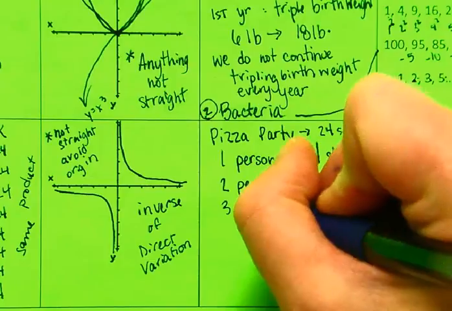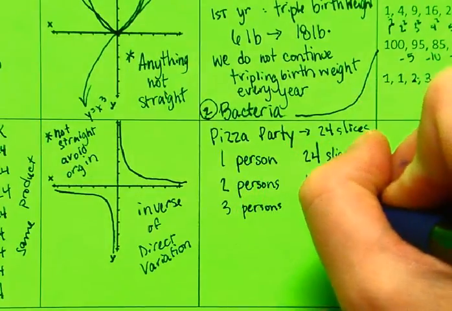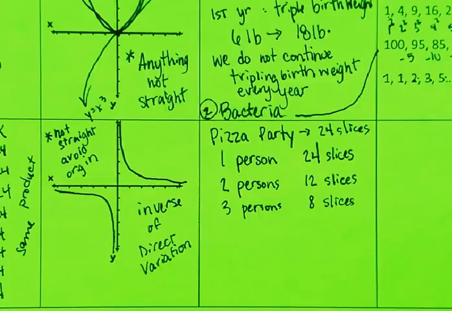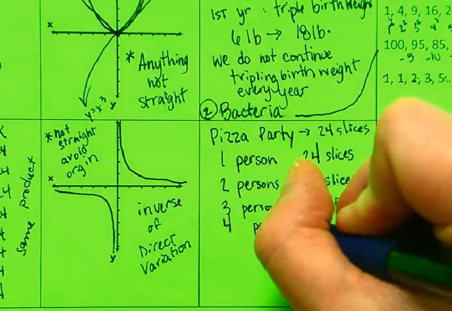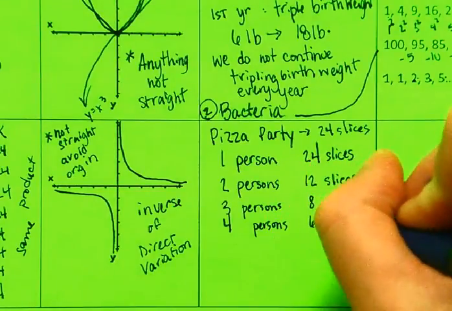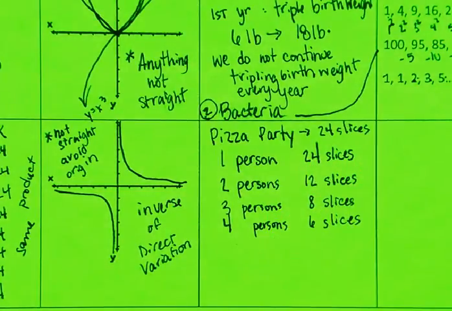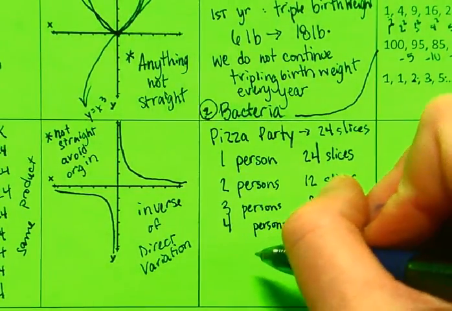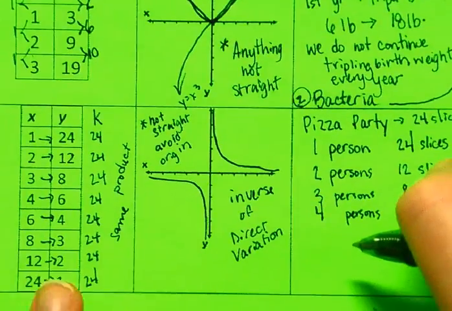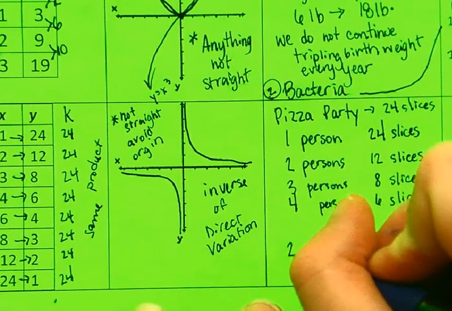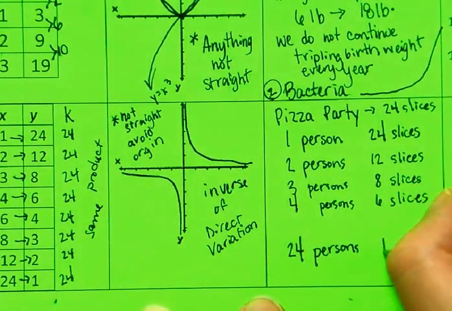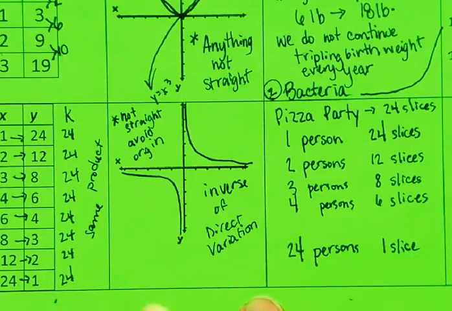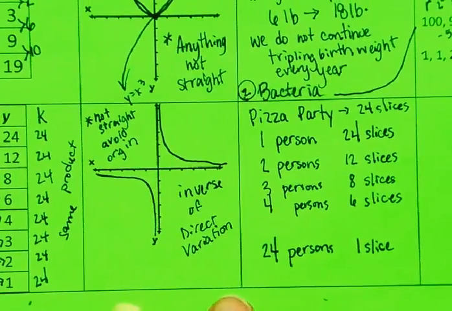3 people are going to get 8 slices of pizza each. 4 people will get 6 slices each. So I could go on down through here with all of the factors of 24. And if we have everybody show up from his math class, then everybody's only going to get one slice of pizza each. Probably still be hungry.